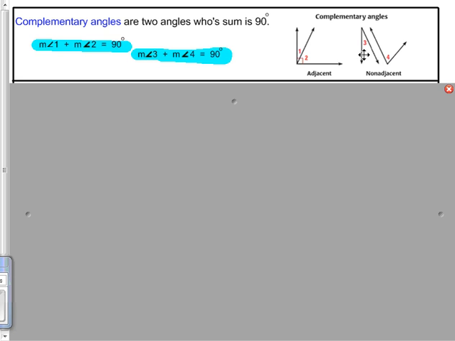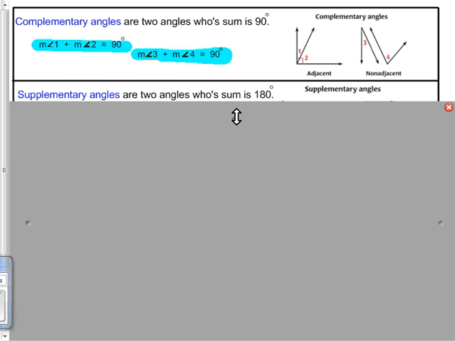We can also have 2 non-adjacent angles, angles that do not share any common points or sides. They may also be complementary. So angle 3 plus angle 4 may also add up to 90 degrees.